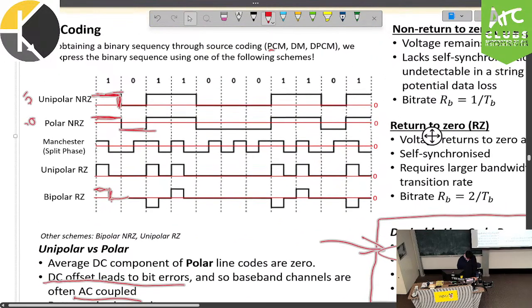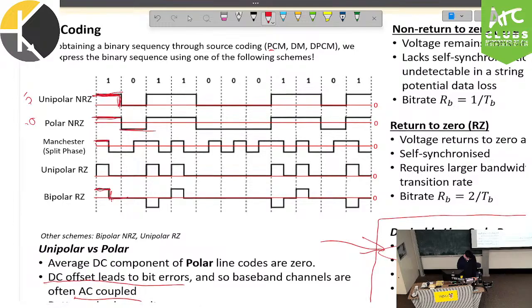Manchester. In Manchester, you're simply transmitting a high for half a period and a low for half the period when you're transmitting a 1. And when you're transmitting a 0, you're transmitting a low for half a period and a high for half a period.